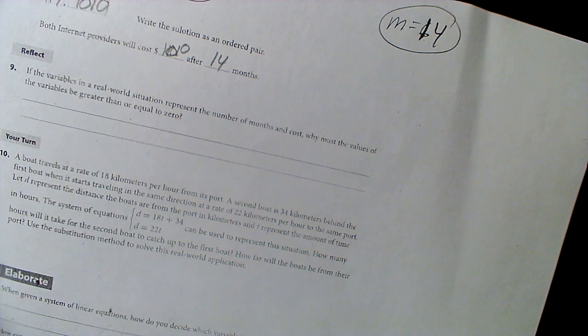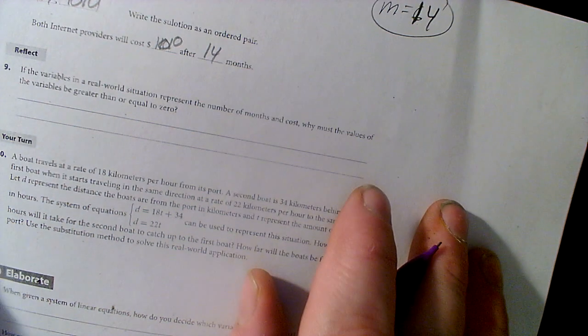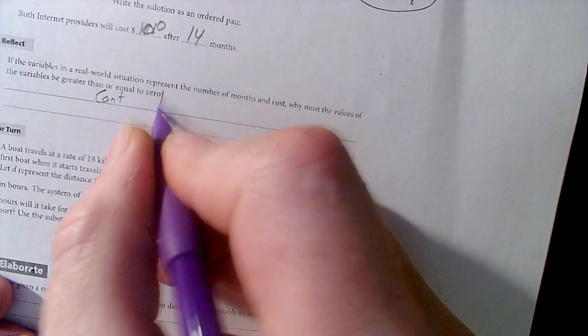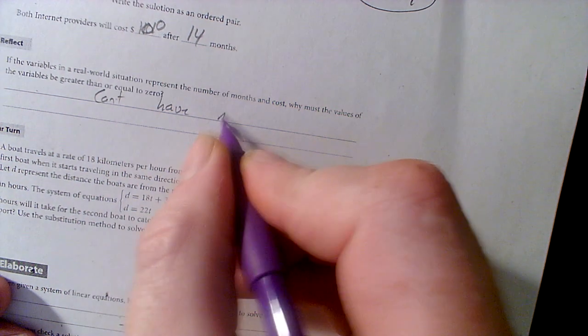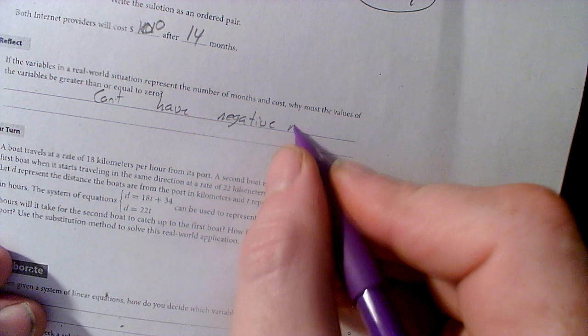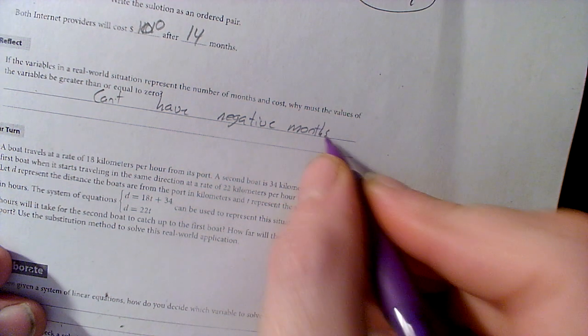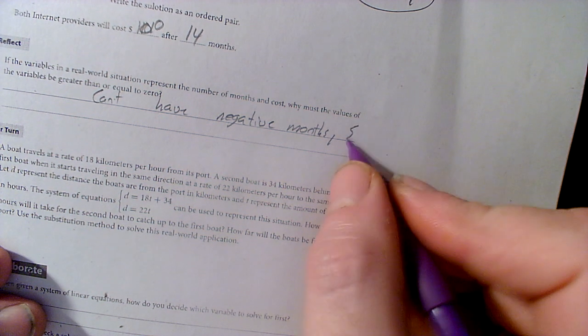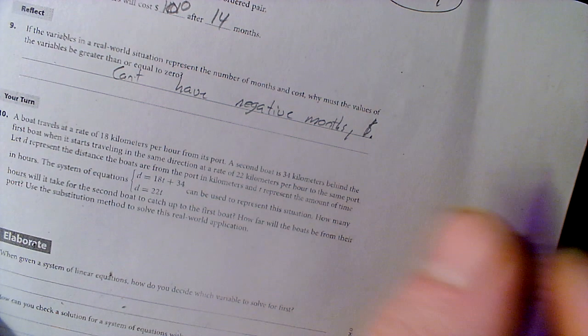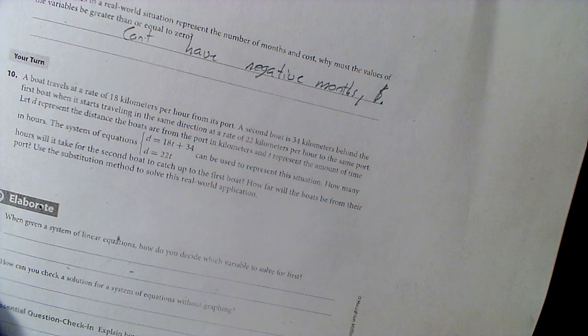Well, that's a really good question, right? Because we basically can't have negative months or time in this case, but months. And really dollars, they're not going to charge you negative dollars, it's not going to pay you. So you want to be greater than or equal to 0 on most of these.